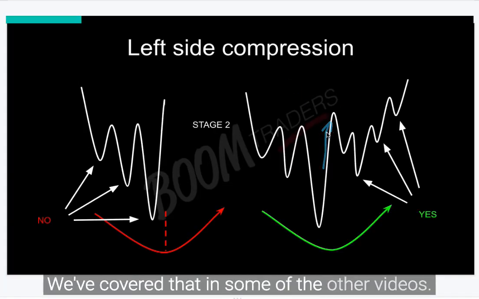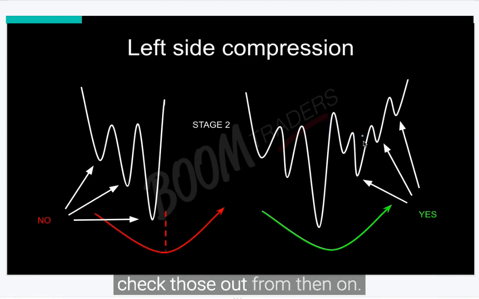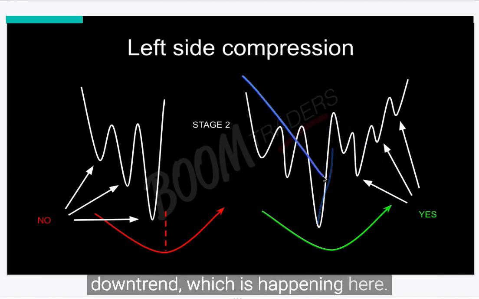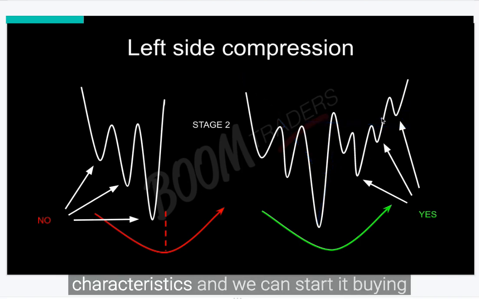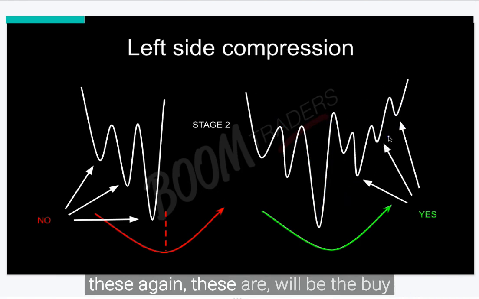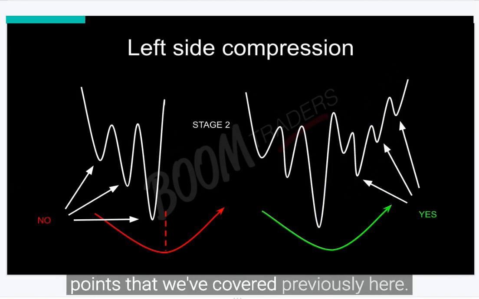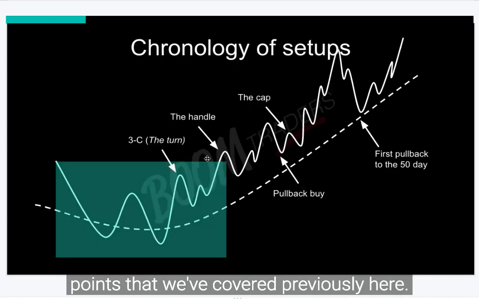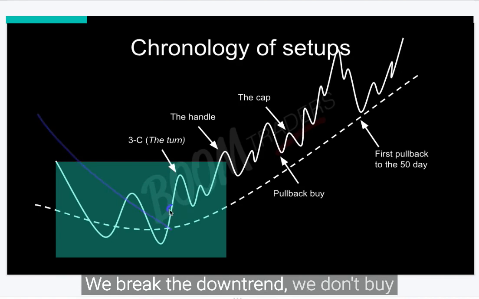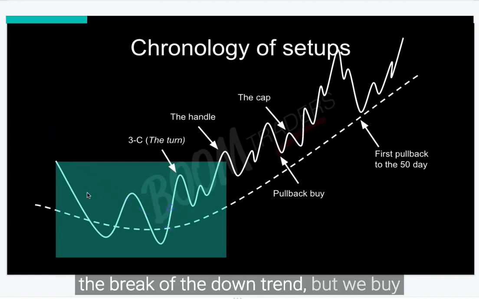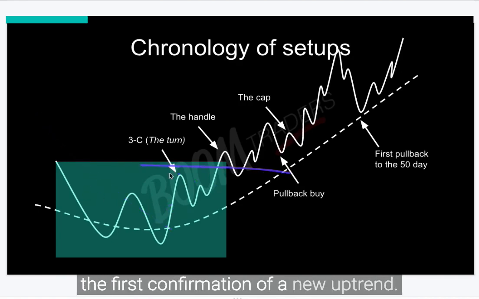We've covered that in some of the other videos, so make sure you go and check those out. From then on, we're breaking up the downtrend, which is happening here. And from then on, we're getting a few VCP characteristics, and we can start buying these. Again, these will be the buy points that we've covered previously. So it's the same thing: we have a downtrend, we break the downtrend, we don't buy the break of the downtrend, but we buy the first confirmation of a new uptrend.